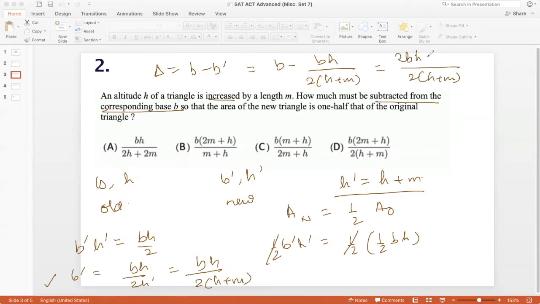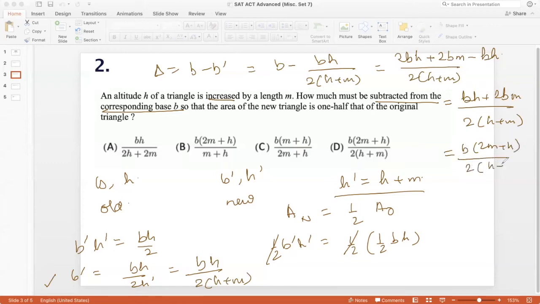2bh plus 2bm minus bh. So that's bh plus 2bm divided by 2 times (h plus m). So if I take b common, (2m plus h) divided by 2 times (h plus m). So this quantity must be subtracted from the original base to get the new base. So the answer is option D.